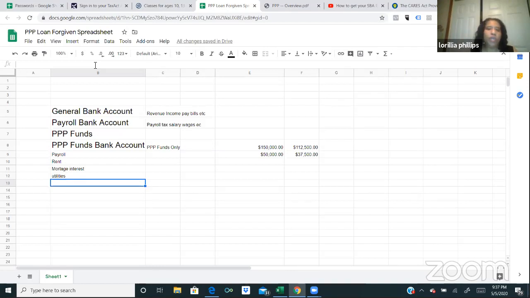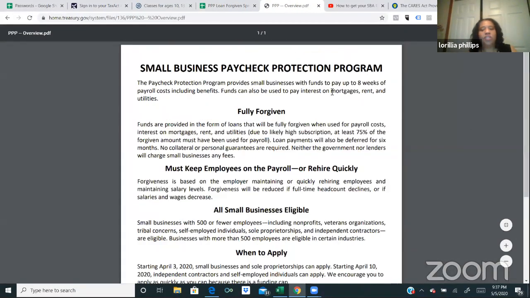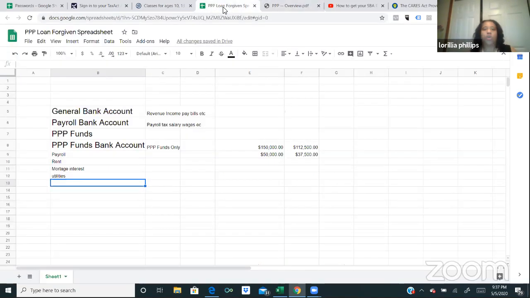So when we go back to the bank to be able to apply, because remember, it's an 8-week period. Where am I getting the 8 weeks? Let's go back to the Treasury document and see right here. Funds to pay up to 8 weeks of payroll costs. So once again, we have an 8-week period that needs to show that the funds were used for as such: payroll, rent, mortgage interest, utilities.